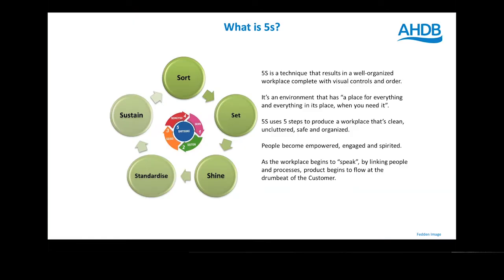So this is the 5 S's. This is what it stands and boils down to. So your first S is this idea, concept of sort. So getting rid of the clutter. The set is getting a place for everything and everything in its place. So making sure that there's a logical storage for the tool and the equipment, packaging materials, whatever you use within the process itself, so people can find it quickly and easily.